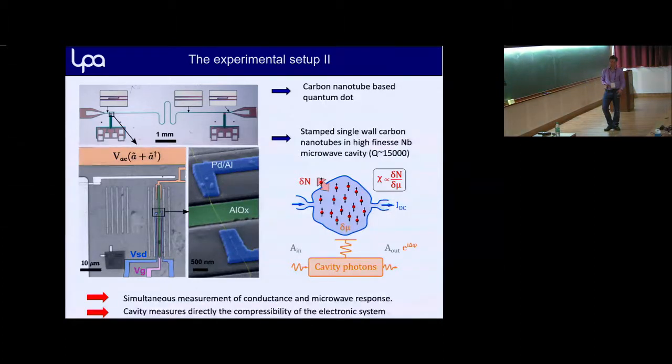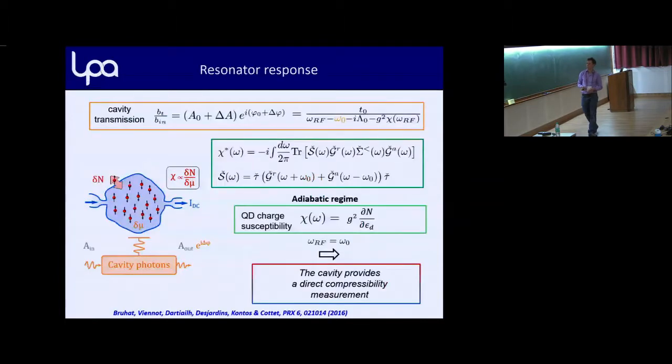So the cavity photons here are very interesting probes because essentially they mold the electronic gas and they test how much the gas responds to an increase or decrease of a chemical potential. In other words, it's a direct way of measuring the compressibility of the electronic system, and the compressibility is very sensitive to correlation effects. So, in order to establish a common vocabulary, it's interesting to see more accurately what the resonator probes.